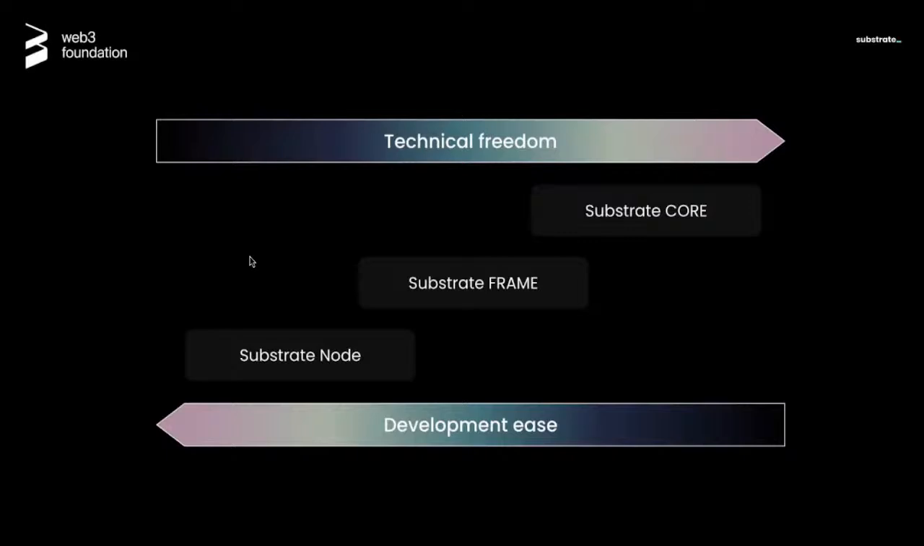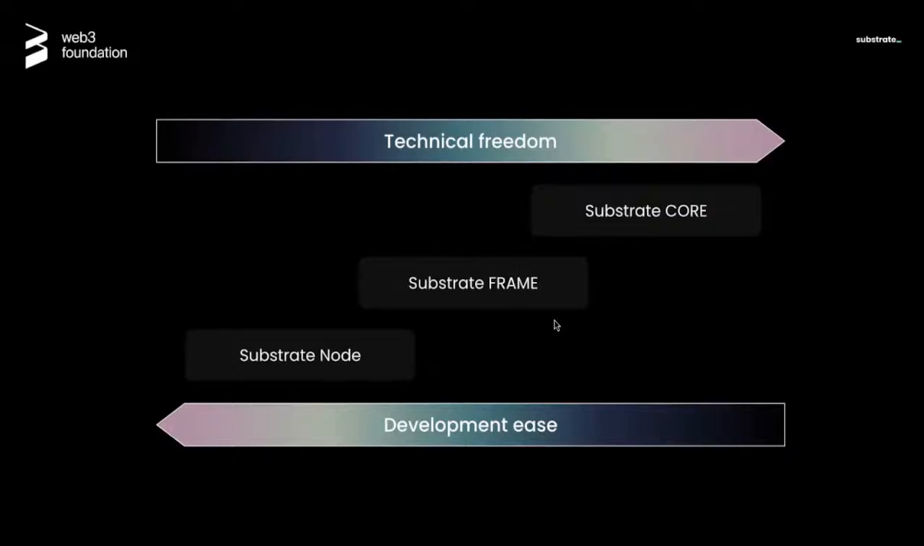The Substrate template node is a GitHub repository, so you can download, clone, and then just get started building a blockchain. This is the development ease graph right there. This is very easy, and then comes Substrate FRAME. You can use existing modules that I've already mentioned, or you can create your own modules.